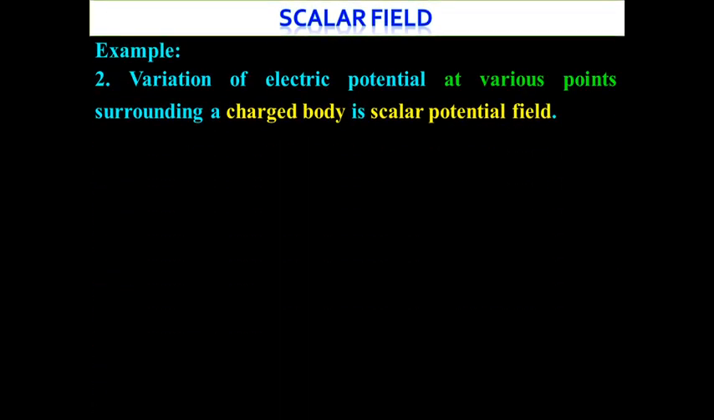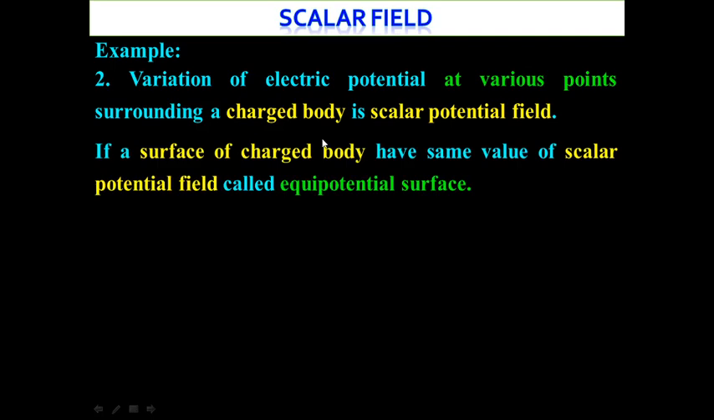We'll see the second example. Second example, suppose electrical potential varies at various points when a body is charged. So this is also the example of scalar potential field. If the surface of a charged body has the same values of scalar potential field, if suppose the potential field is uniform, so that surface is called equipotential surface.